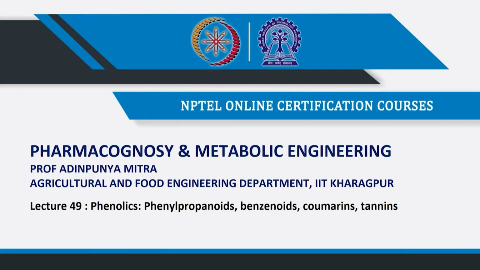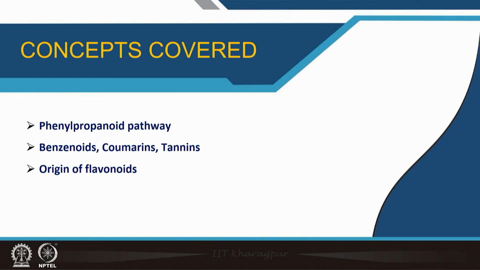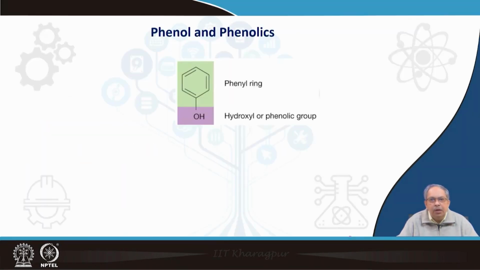Welcome to NPTEL online certification course on Pharmacognosy and Metabolic Engineering. This is lecture number 49, where I will talk about phenylpropanoids, benzenoids, coumarins and tannins. I will give you an overview in this class. So, these are the concepts which are to be covered, and let's go to the slide.